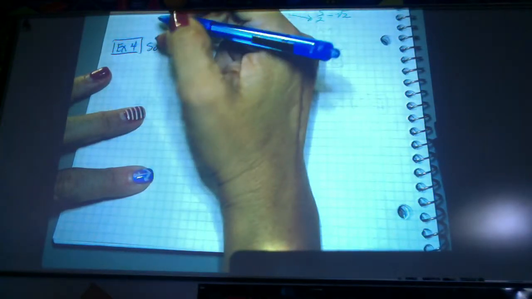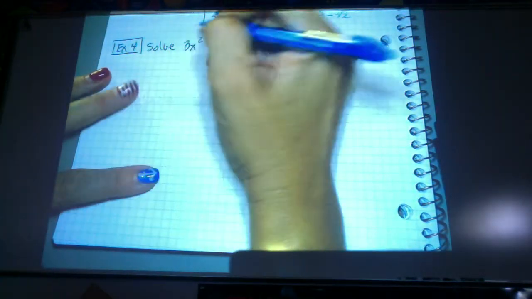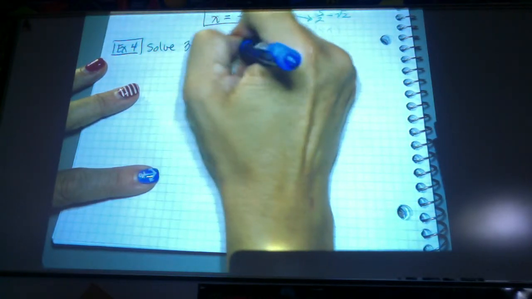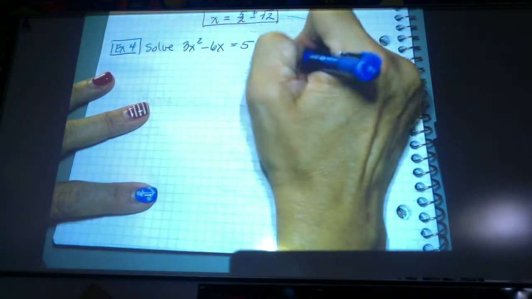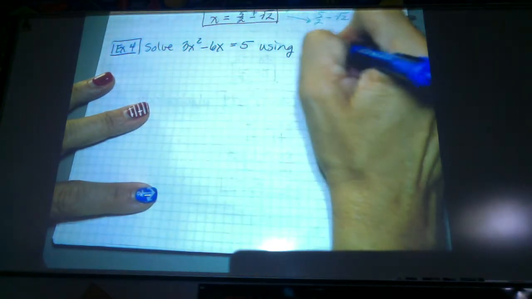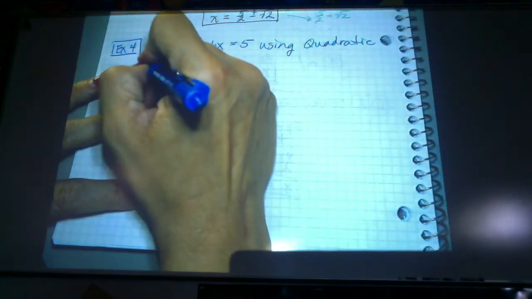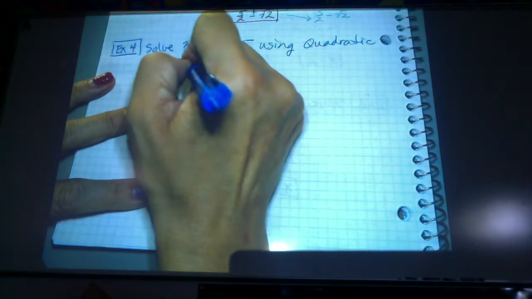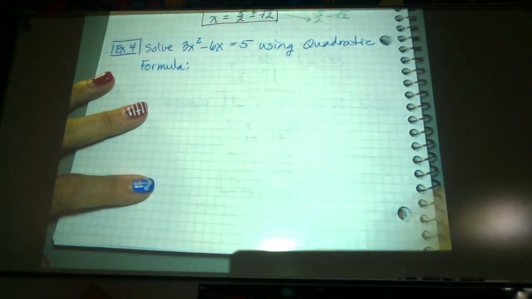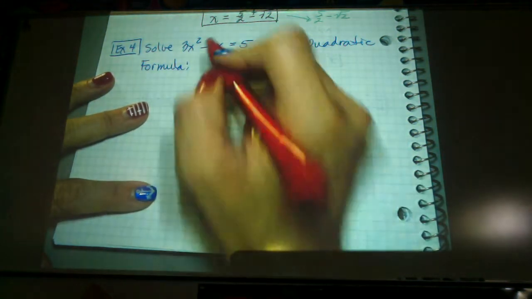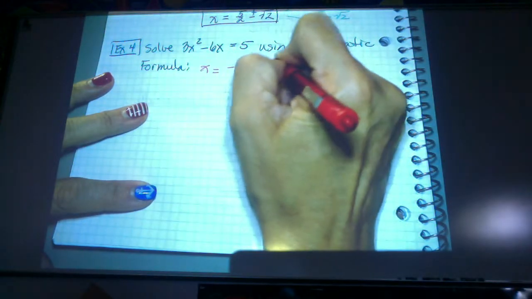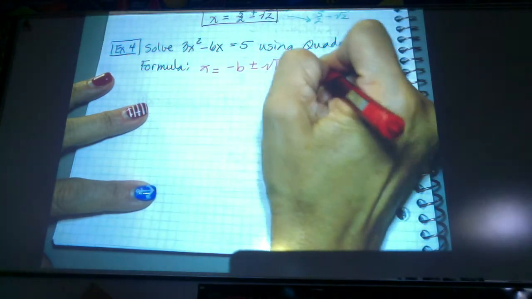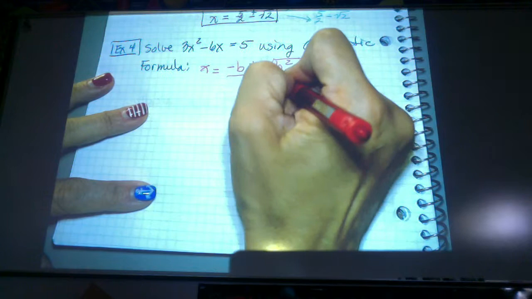So for example 4, you've got solve 3x squared minus 6x equals 5. And they want you to be using the quadratic formula. So if you recall, your quadratic formula is x is the opposite of b plus or minus the square root of b squared minus 4ac all over 2a.